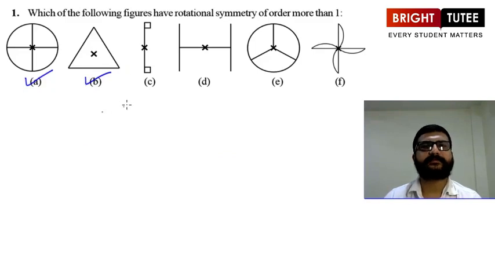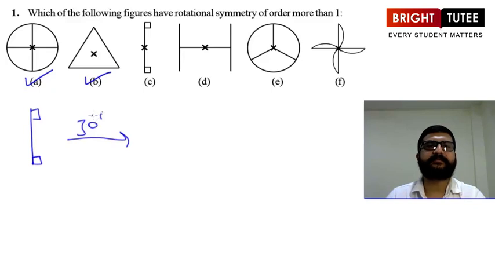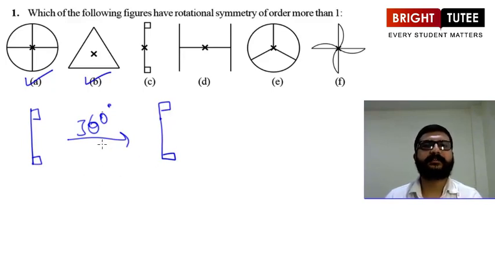Now the next one. Here we are having a shape like this. Now what do you think? By which angle should we rotate this to get the same shape again? So we have to rotate this by 360 degrees directly to get the same shape. Other than 360 degrees, we can't rotate it by any other angle so that we will get the same position. So it means this does not have rotational symmetry of order more than 1.